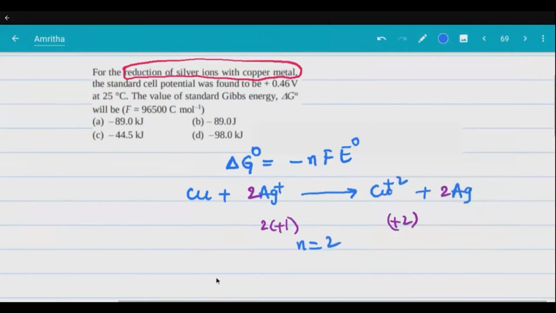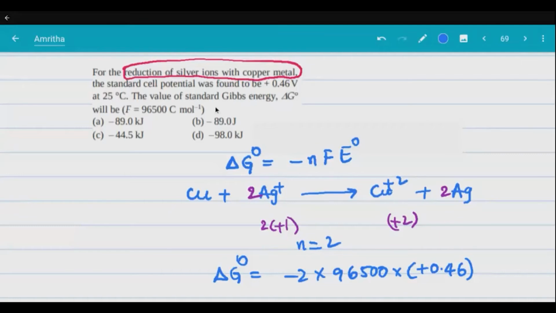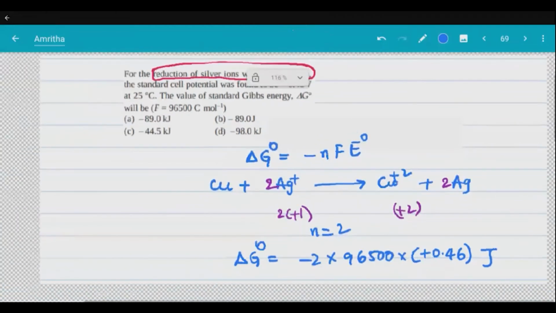So the rest is very simple. Delta G naught is equal to -2 into 96500 into E naught, where E naught is +0.46, in SI units, right? Because coulomb into volt gives joules. You can match the option later, but the n calculation is the only important thing. How do we find n? Based on the charge. Okay, fine.